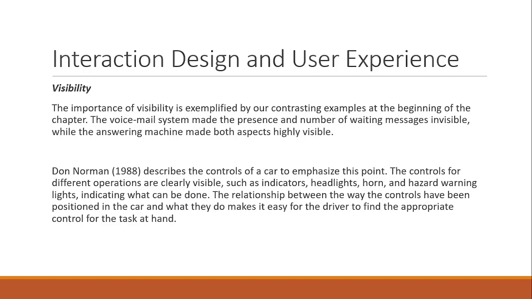Don Norman described the controls of a car to emphasize this point. The controls for different operations are clearly visible, with indicators for headlights, horn, and hazard warning. There are buttons for the left and right turn indicators, a button to turn on the headlights, to honk, and hazard warning lights, indicating what can be done. The driver sees them right away, since these are important while driving.